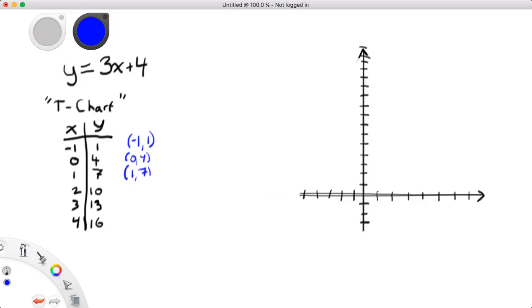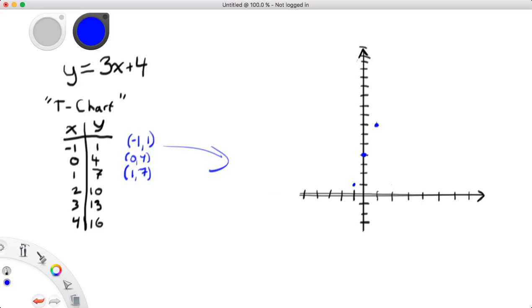And now I can work on plotting my points. So what's going to happen is this T-chart is generating ordered pairs for us, right? -1, comma 1 is going to be my first one. The x is -1, the y is 1. The second one is going to be 0, comma 4. The x is 0, the y is 4. The third one is going to be 1, comma 7.